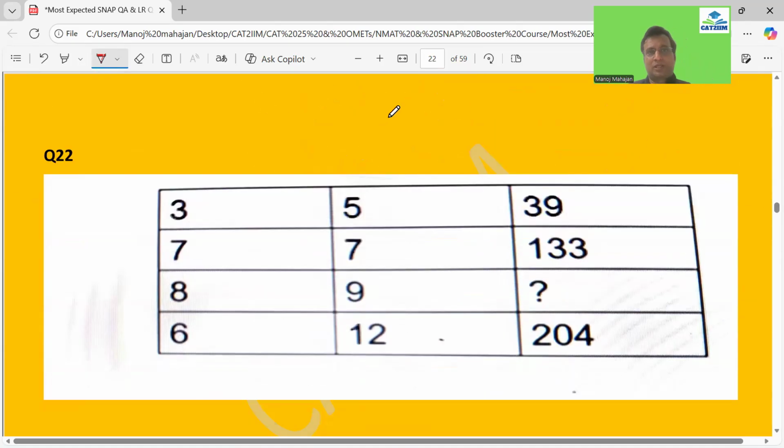Again, I would say just spend 30 to 60 seconds. If you can figure out the answer in that duration, well and good. Otherwise, you should move forward. Don't try to waste your time, right? So this was actually a tough one.